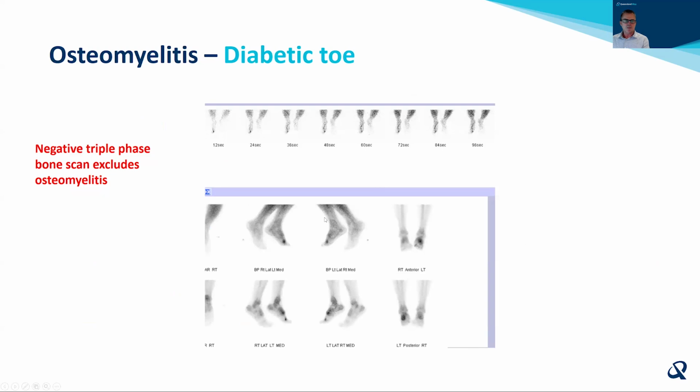Osteomyelitis, it's still quite a useful test in the investigation of that, especially in the feet. A negative triple bone scan completely excludes osteomyelitis. And the fusion with CT SPECT images has helped us improve our sensitivity and specificity.